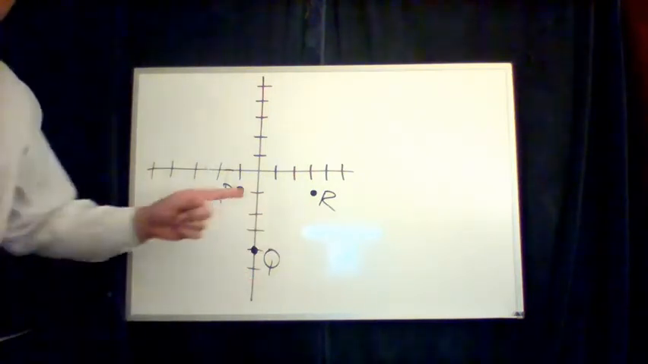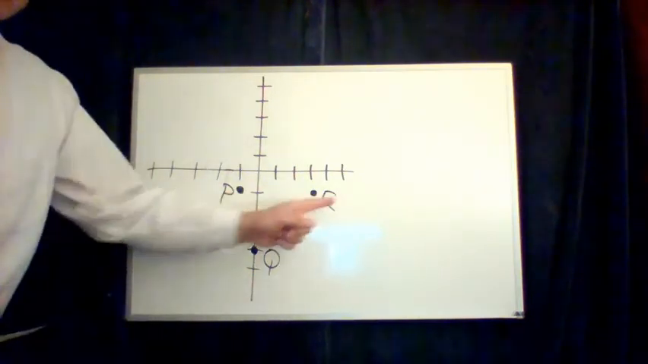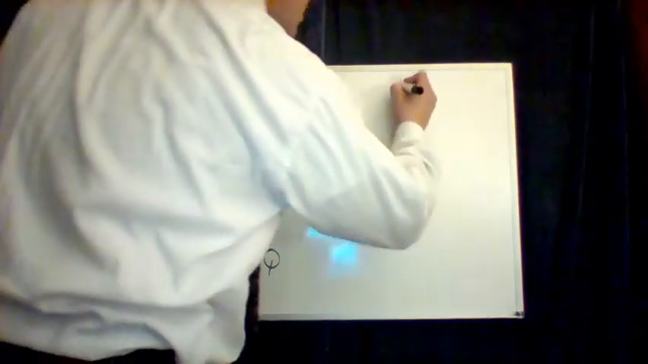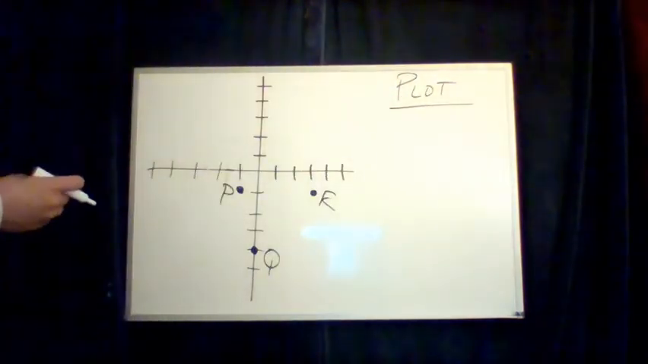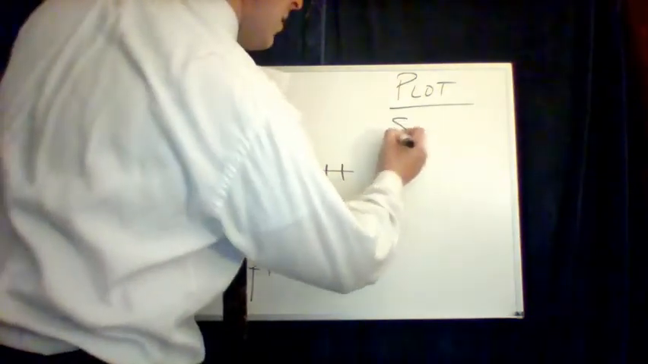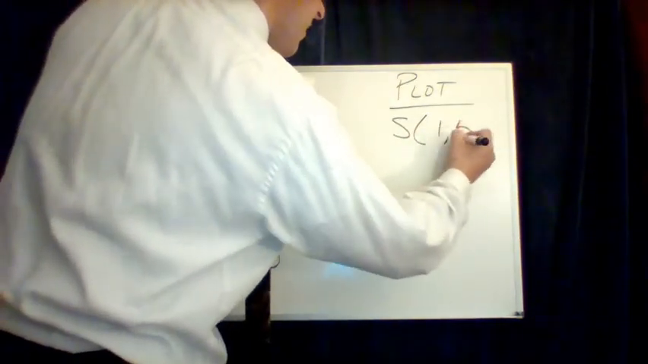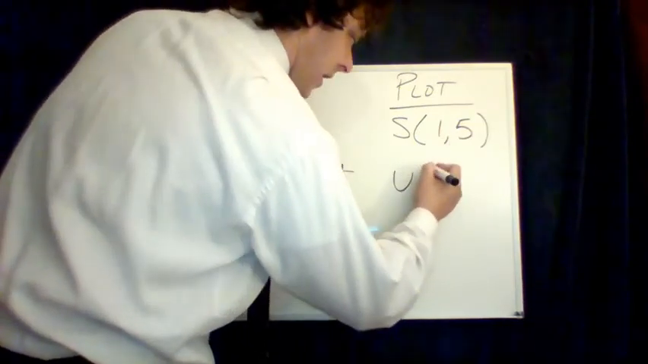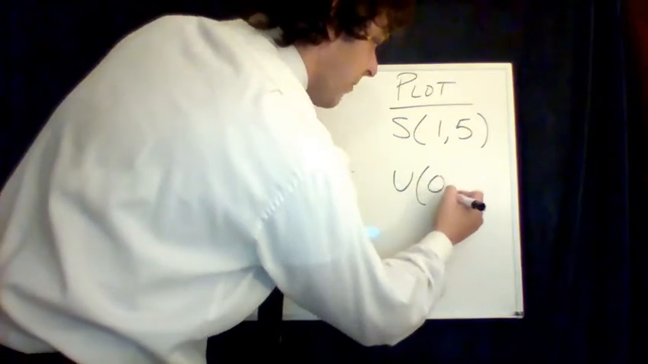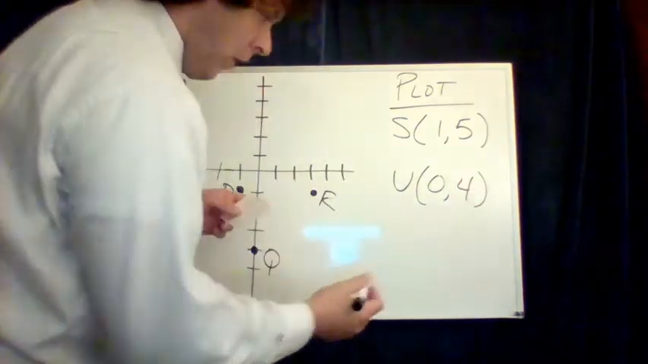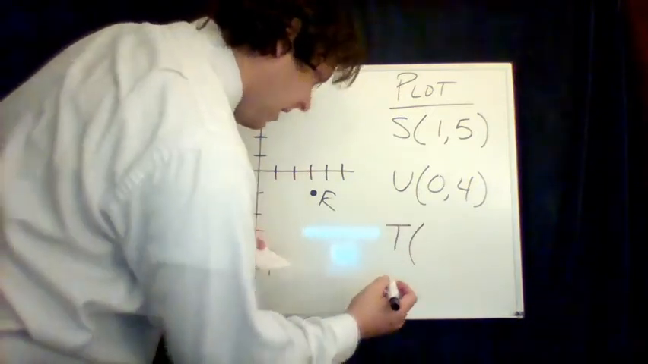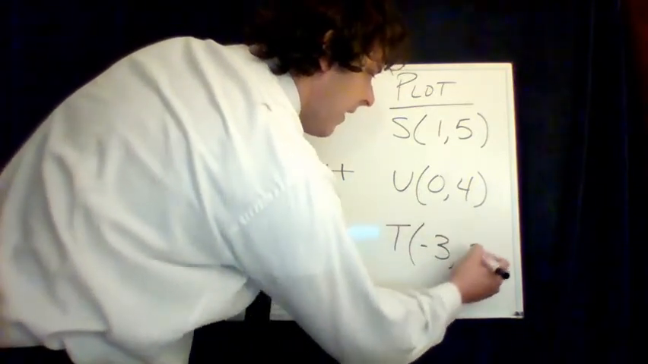What are their coordinates? What are their X and Y values? Okay, so that's how we started. And then I also want you to plot, which means you're going to graph these next points, right? Plot S at 1, 5. Plot the point U at 0, 4. And then the last, plot point T at -3, 2.